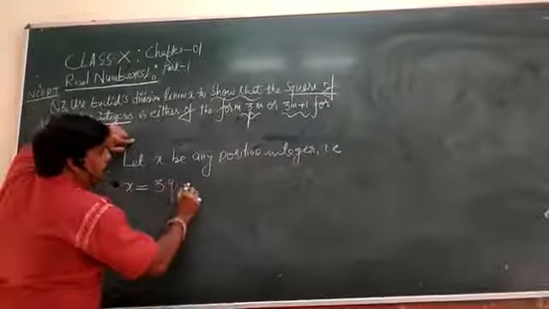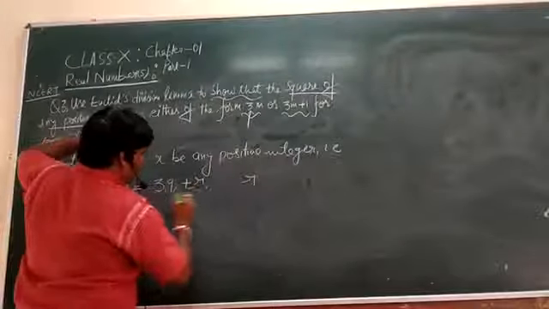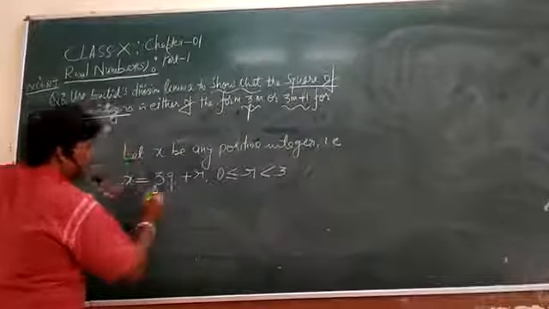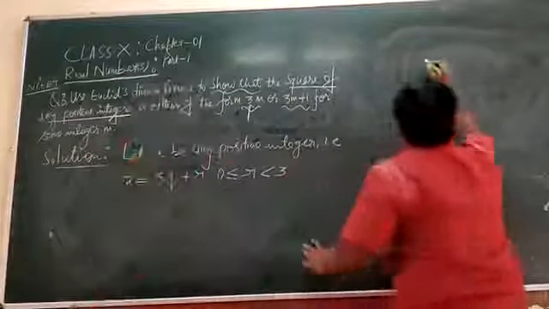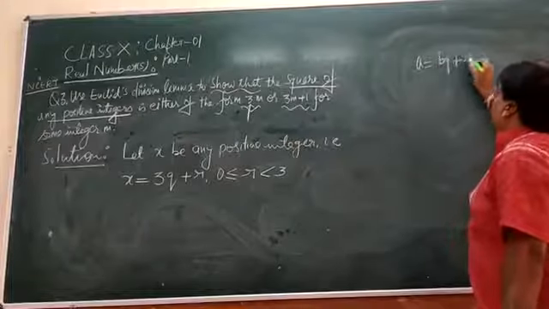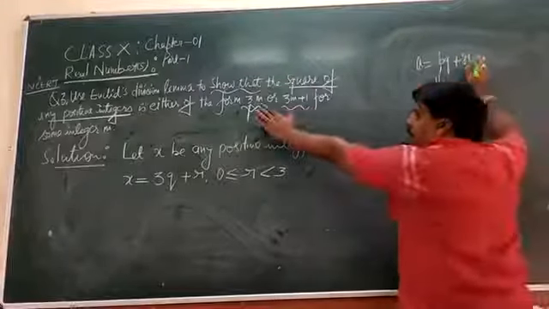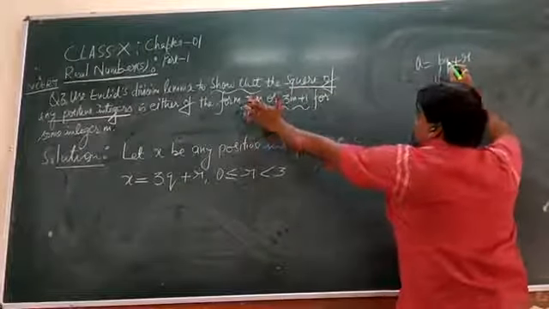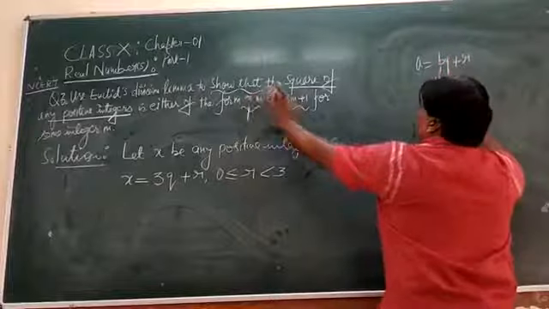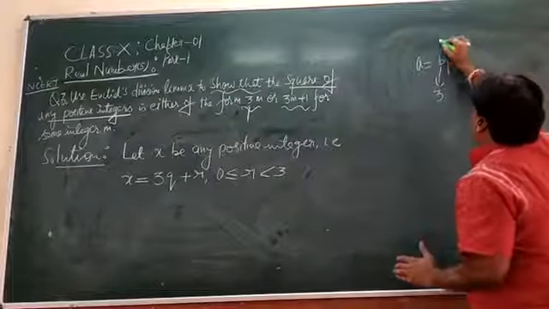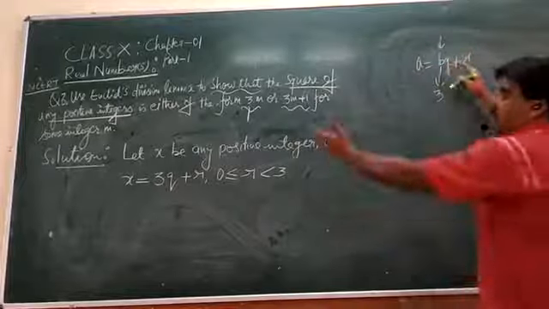3q plus r, where r is less than 3 but greater than or equal to 0. Remember, the division lemma is already discussed: a is equal to bq plus r. Here the divisor is 3, since we want to write it in the form of a multiple of 3. So this 3 is working as the divisor b here.